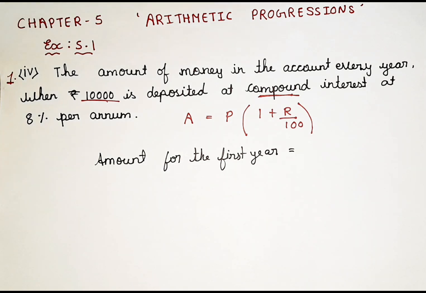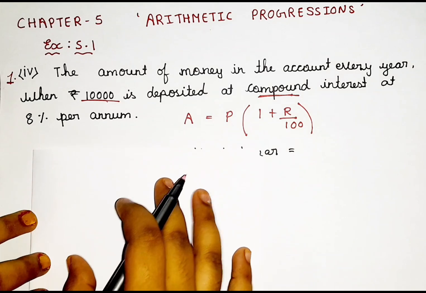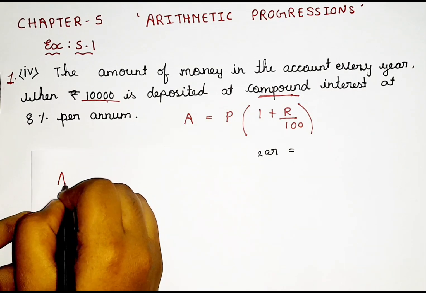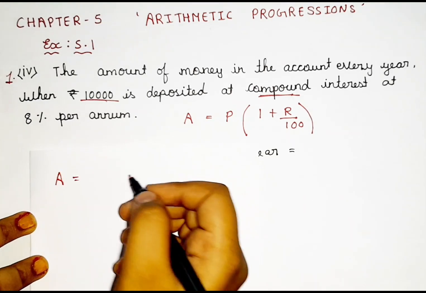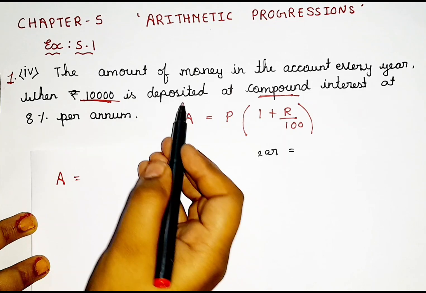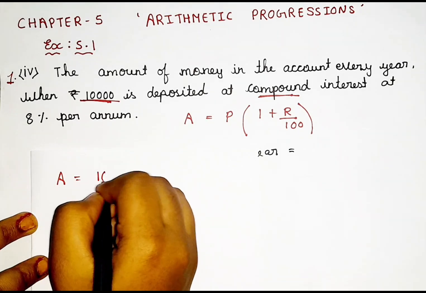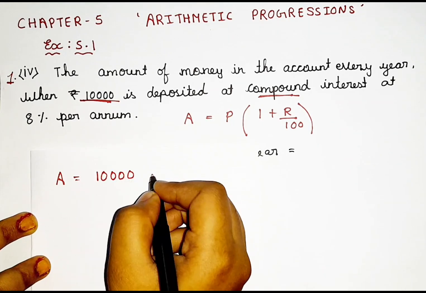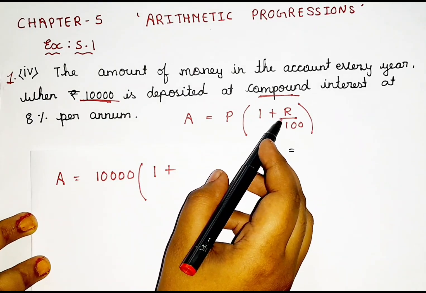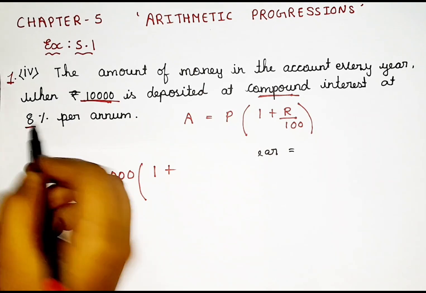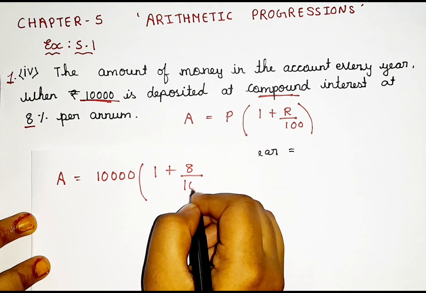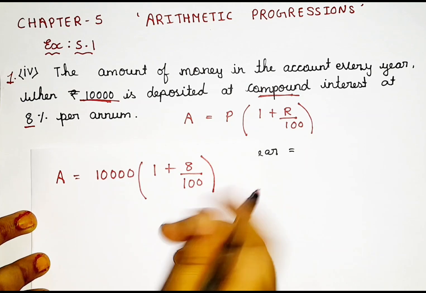By using this formula, first we have A. We don't know the value of A, so we write it as equal to the principal. Principal means the amount they deposited, that is 10,000, and then bracket 1 plus the rate. What is the rate here? It is 8%, so 8 divided by 100, and close the bracket.